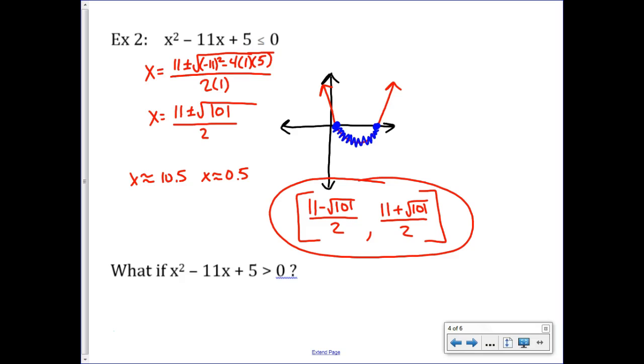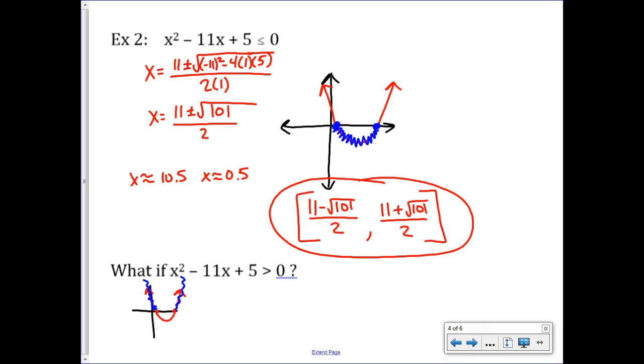What if it were greater than? Well, we have that same graph at 0.5 and 10.5. But if it's greater than, we're shading above here, and it goes up forever.